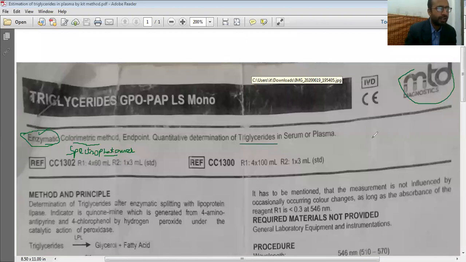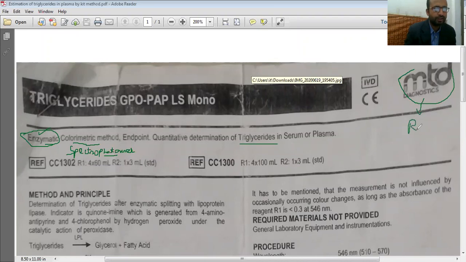And every kit would have a manual page. The manual page gives us the procedure, how we can use the reagents in the testing, and what will be the volume and concentration of those reagents in the experiment. Today we will use the kit of MTD Diagnostics, and in this kit this company is providing two reagents.